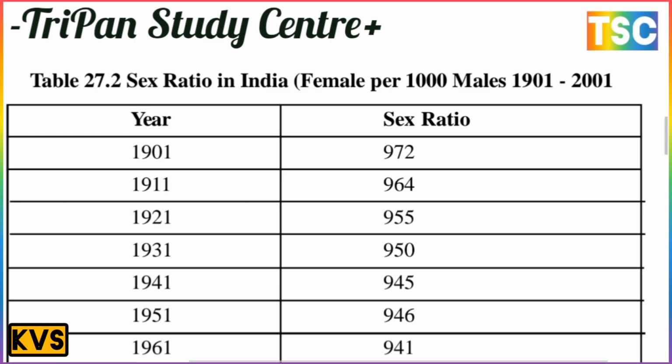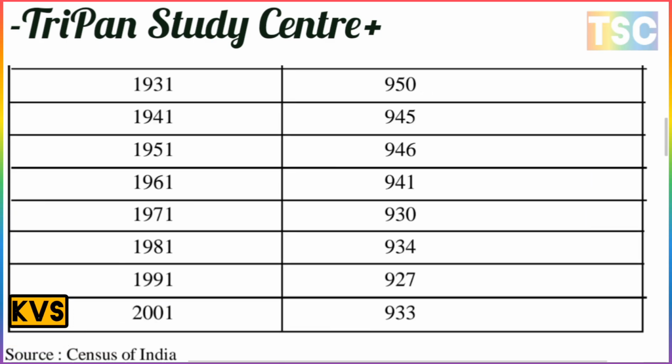In 1901 the sex ratio was 972. But in 1911 there is no increase, rather a decrease, with a sex ratio of 966. You can see that from time to time the sex ratio is decreasing. The number of females out of 1000 males is in a very low condition for India. By 2001 there are only 933, which is very low, and the sex ratio for females continues to decrease.